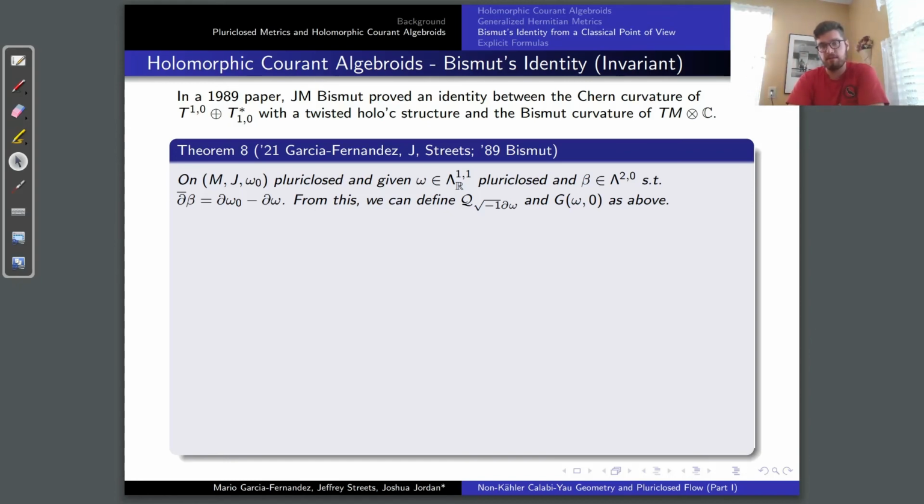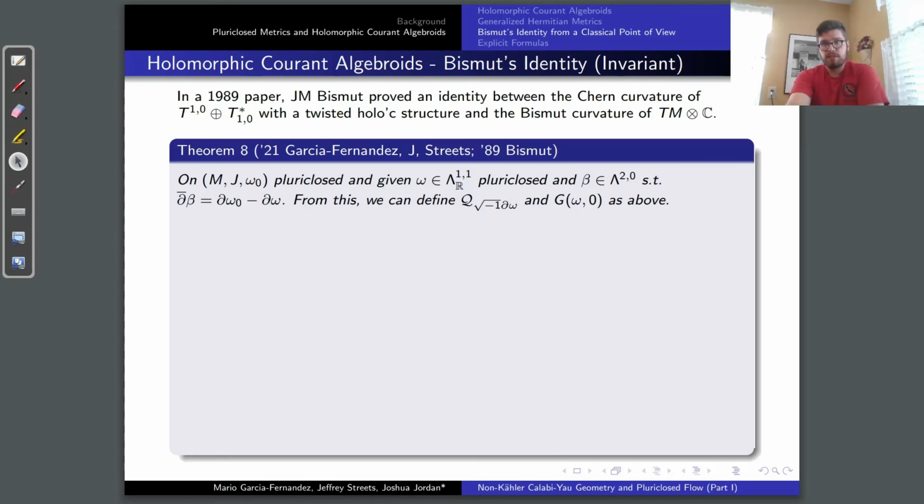So we start on a pluriclosed manifold with a pluriclosed metric and a 2-form, right? A 2-0 form with this condition here. From this, we can define the i del omega Courant algebroid. We dropped the 2 because we renormalized the metrics. And we define a generalized metric, capital G, but with no beta. The reason there is no beta is because we're working on the omega Courant algebroid and not the omega naught one. If we pull everything back to the omega naught one, the beta shows back up.